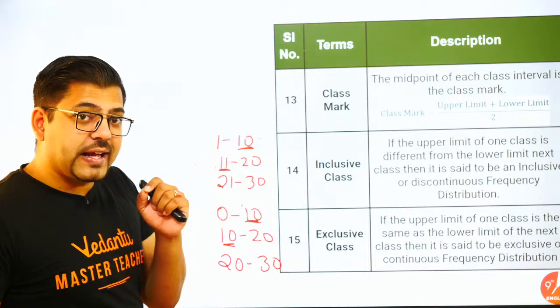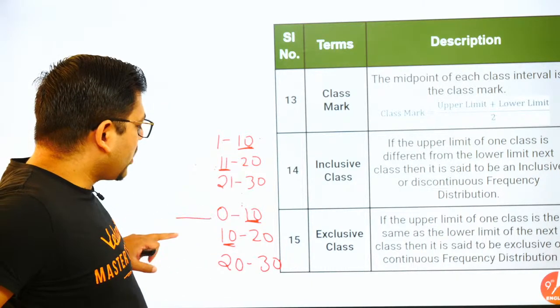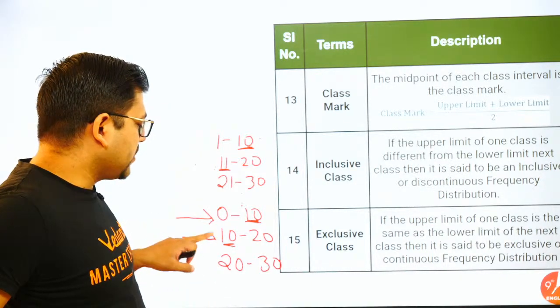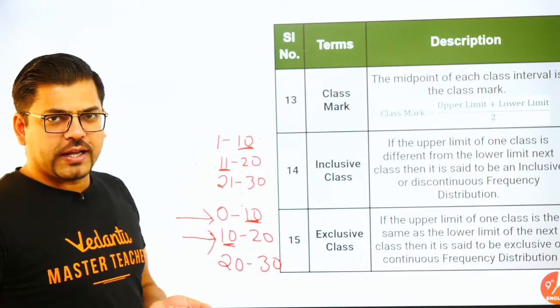But the confusion in the exclusive is that if you get 10, will you put it in the first class or in the second class? Will you put it in the first class or in the second class? I'm pretty sure many of you might even know that. Anyone who can answer it?